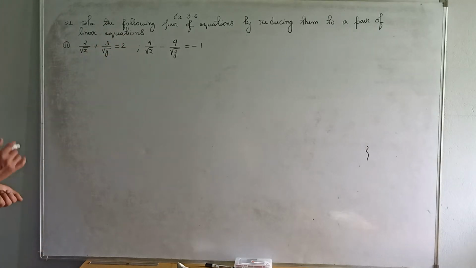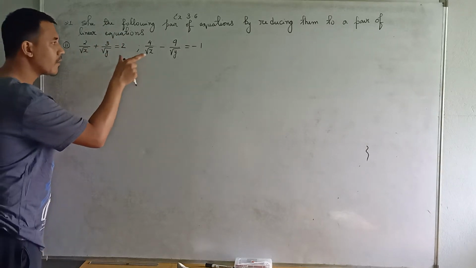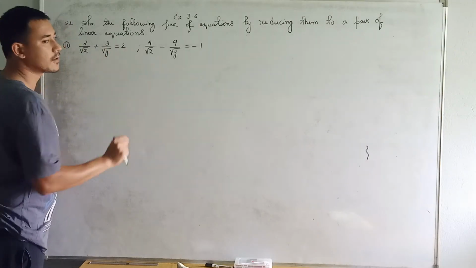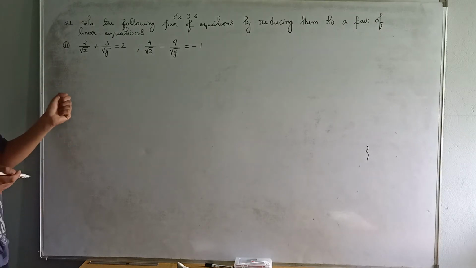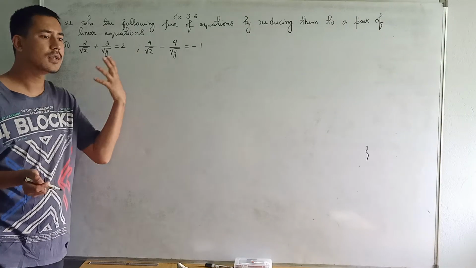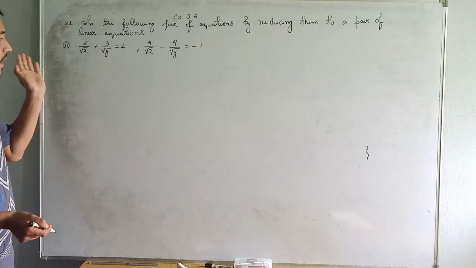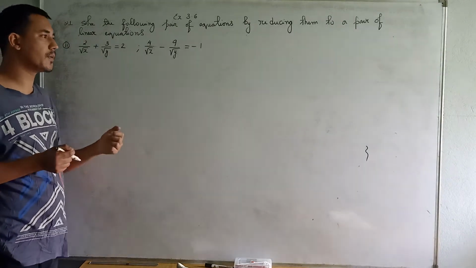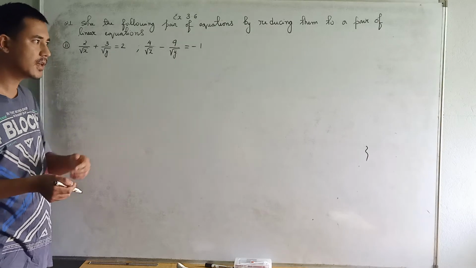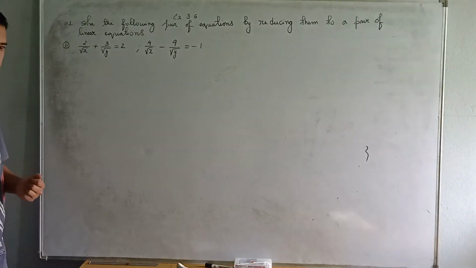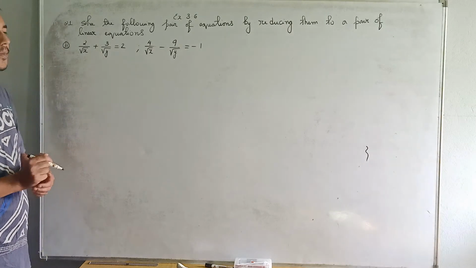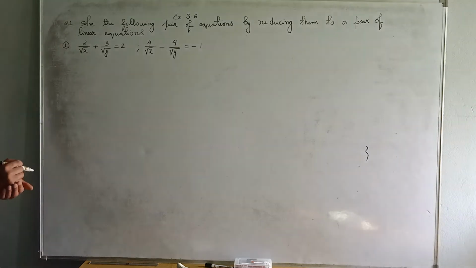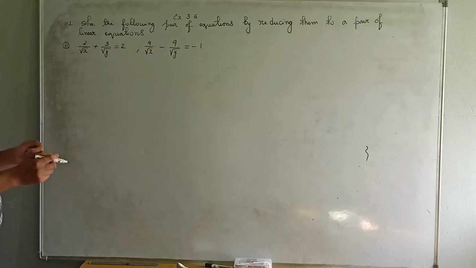That means this given pair of equations are not linear. So we have to first reduce them, transform them into linear equations. And once we transform this given pair to a pair of linear equations, then we can use any algebraic method to solve. There are three algebraic methods for solving a pair of linear equations in two variables: substitution method, elimination method, and cross multiplication method.